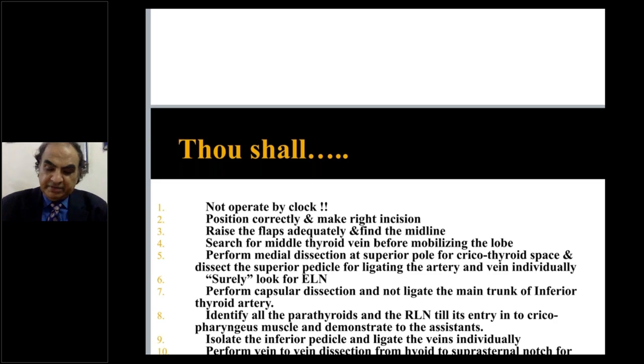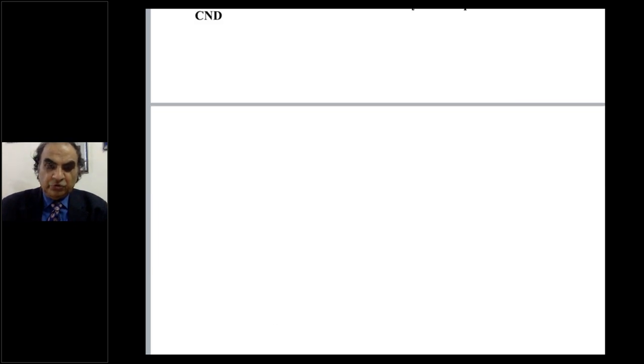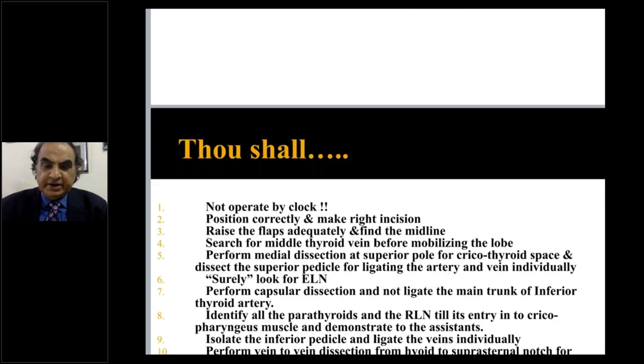Most of the time, this is the protocol that you know. These are my 10 commandments, which is published, and all of you should go through it. It's there on the net. It's also there in PubMed. Don't operate by clock. Position correctly and make the right incision. We normally put the patient in reverse Trendelenburg or barking dog position where the neck is extended, or Rose position. Flap should be raised right up to the hyoid bone, down to the sternocleidomastoid muscle. Search for the middle thyroid vein, always ligated beforehand. I'm just rushing through it because it's already there on YouTube. You can watch my videos on this.